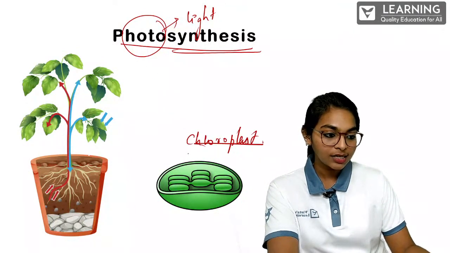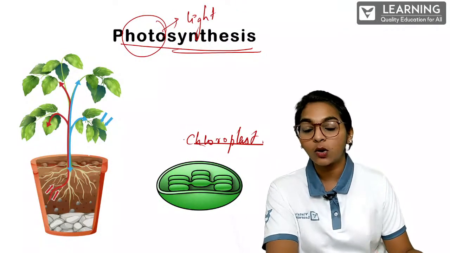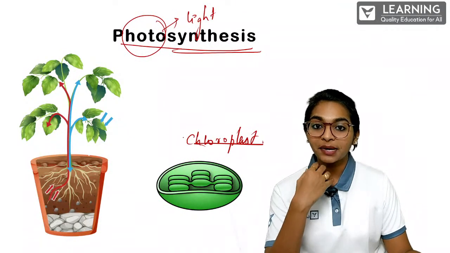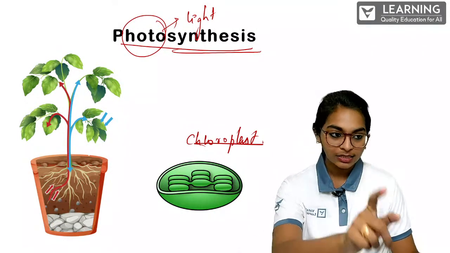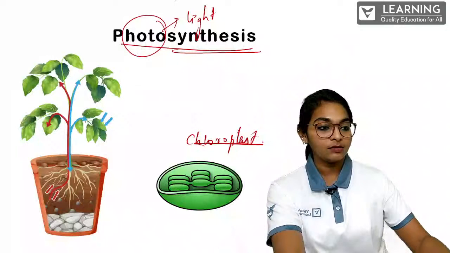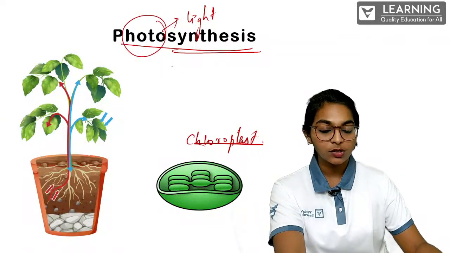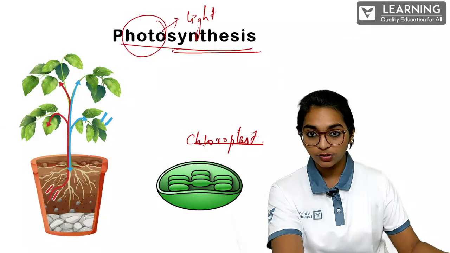And chloroplast, again, it has a green color pigment, which we call chlorophyll, which has the capacity to trap solar energy and convert it into chemical energy. Is it clear? Yes. So now tell me, photosynthesis, as we are talking about, this is a process by which a plant produces energy.